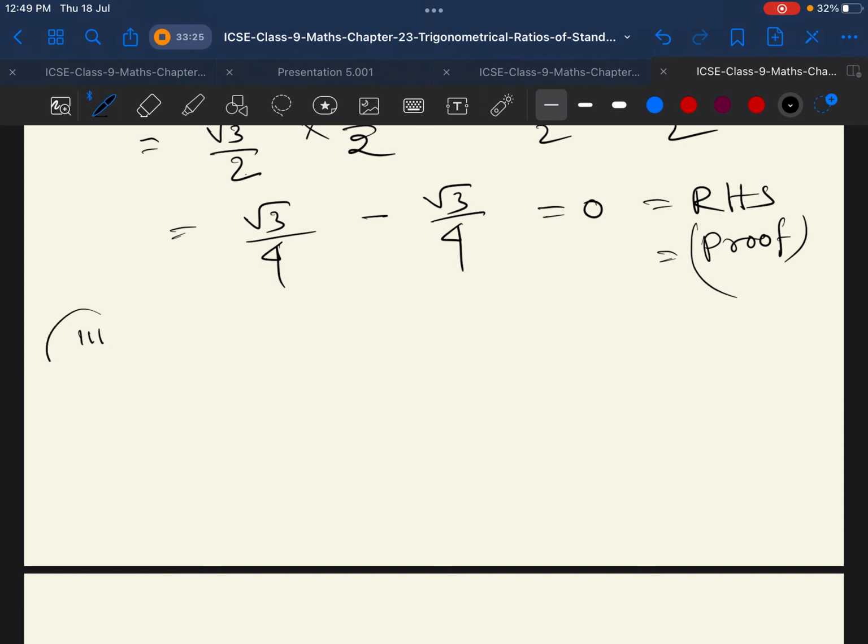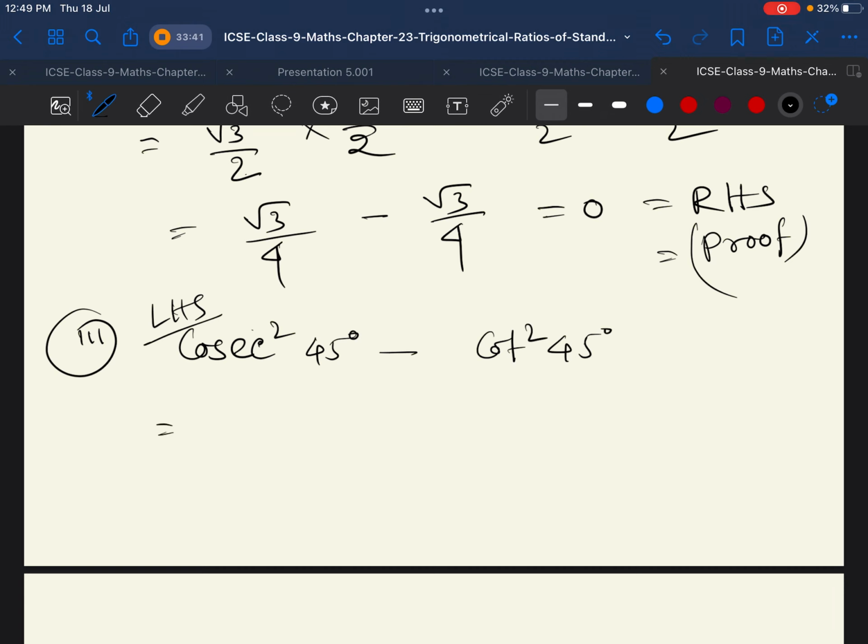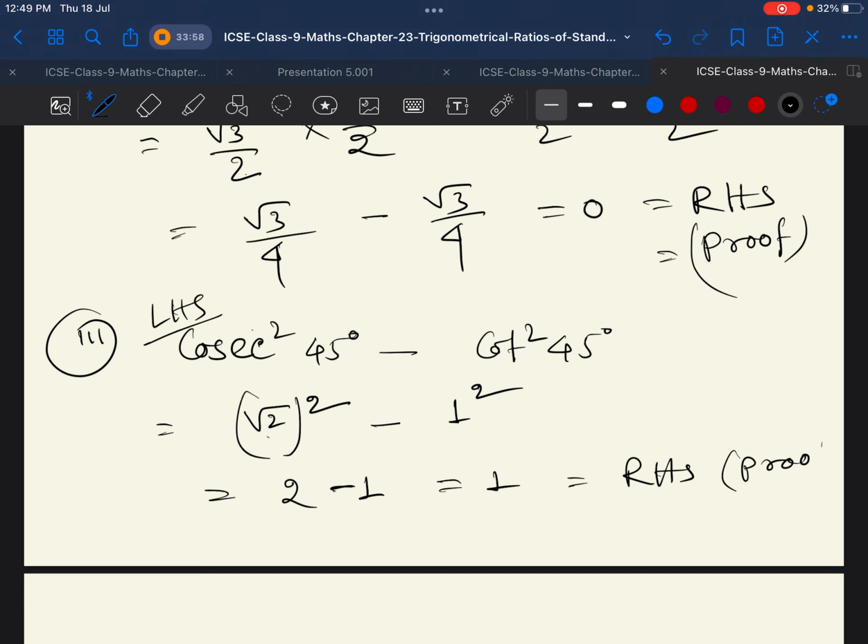Okay. Now question number 3. Cosec square 45 degree minus cot square 45 degree. This will be 1. This is left hand side. So cosec 45 we know is root 2, square, minus cot 45 we know is 1, square. So we can write root 2 square is 2, minus 1. So this is 1. Okay. Right hand side. Proof.